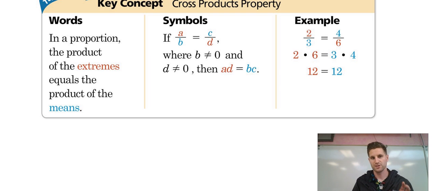I just took that cross products property box and made it a little bit bigger here so you can see it. In a proportion, the product of the extremes equals the product of the means. We do this a lot, where B and C multiply, A and D multiply. We're going to talk more about what this is called with the means and extremes as we go further into this journey, but this is how we would solve a proportion. So we're going to jump into our first problem.